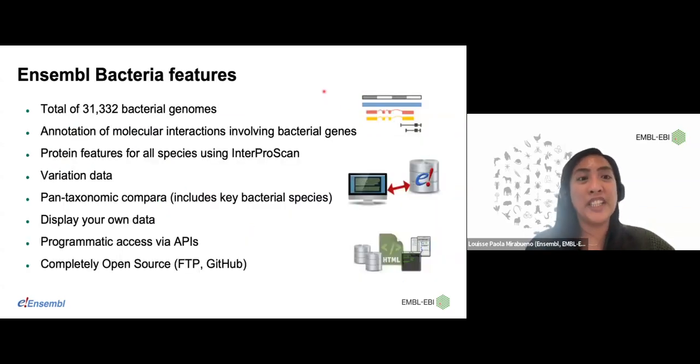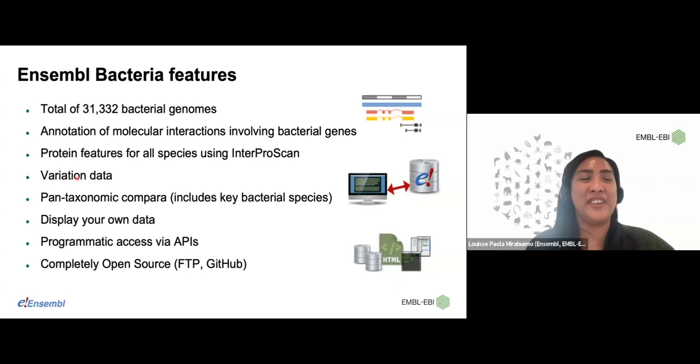So the Ensembl Bacteria website includes a total of 31,332 bacterial genomes. And the type of data that we have available are gene annotation data and protein features. So the variation data is actually not available. What I meant to say there is the variant effect predictor. This is a tool that allows you to find out the consequences of your variants. So that is available.